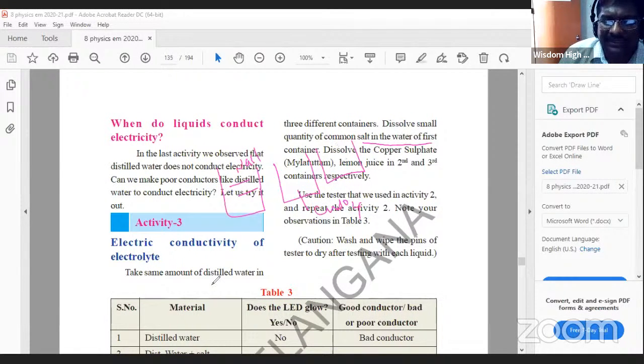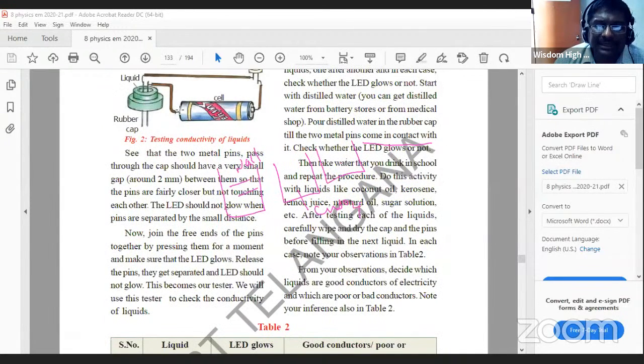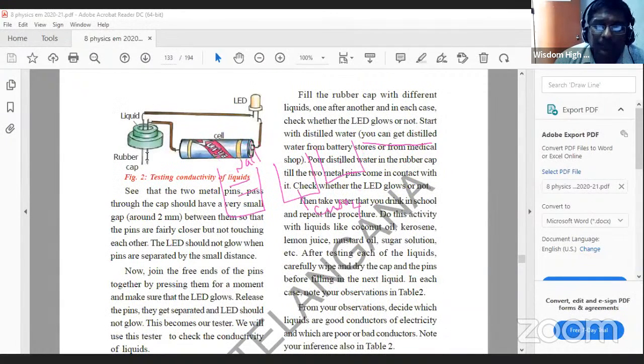After adding distilled water in the three containers, in the first container add sodium chloride, in the second copper sulfate, and in the third lemon juice. Then observe whether each conducts electric current or not. As discussed previously, we use the tester with two pins, the two pins of the injection bottle from activity two, figure two. We insert these two pins into the first, distilled water with salt, then the second, and the third one, lemon juice.